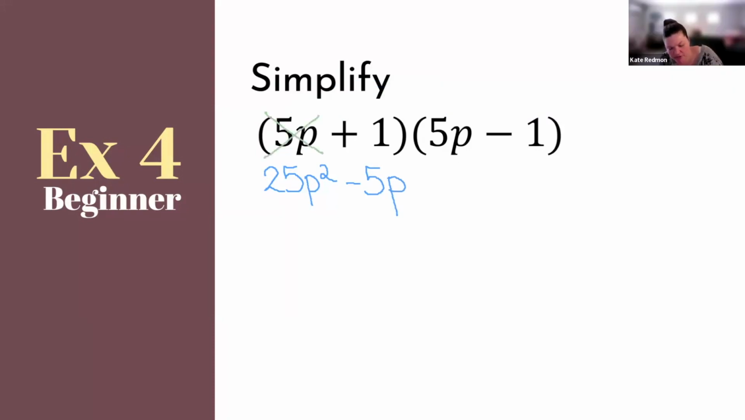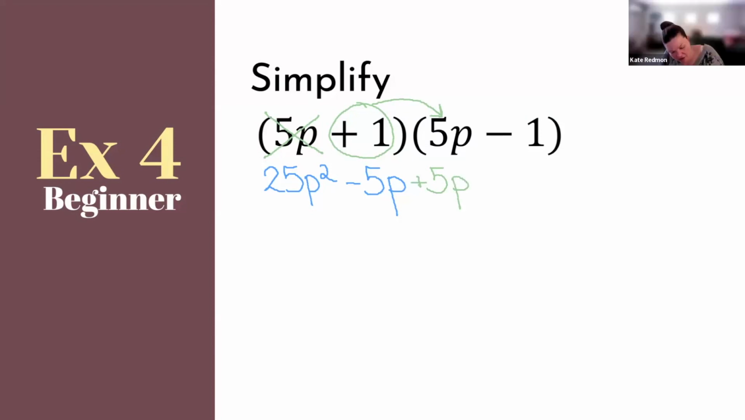Now it's time to move on to the next term in the first grouping. What's the next term in the first grouping, Annette? A +1. Good. And this +1 has to pass out to the next grouping. So let's start here. +1 times 5p. What is +1 times 5p? +5p. Beautiful.